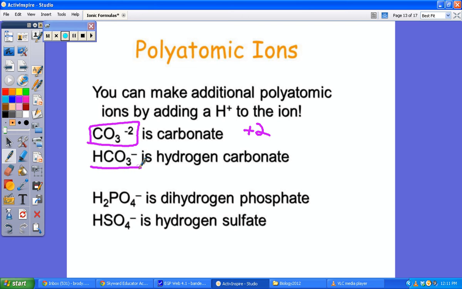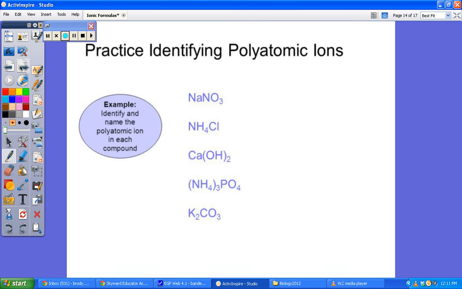In the case where we just add hydrogen, we call it hydrogen carbonate because we're adding 1 hydrogen here. In the terms of phosphate, we would call it dihydrogen phosphate because there's 2 hydrogens here. Sulfate is this. This would be hydrogen sulfate with the hydrogen in front.